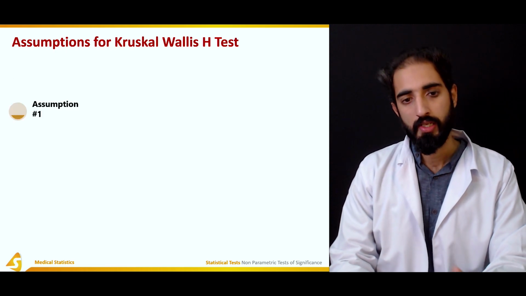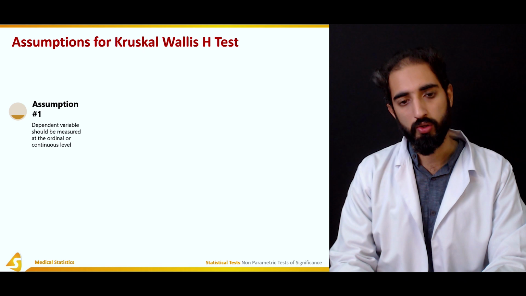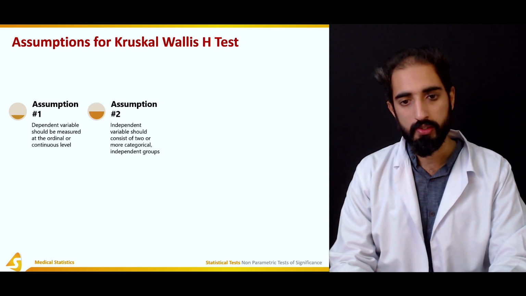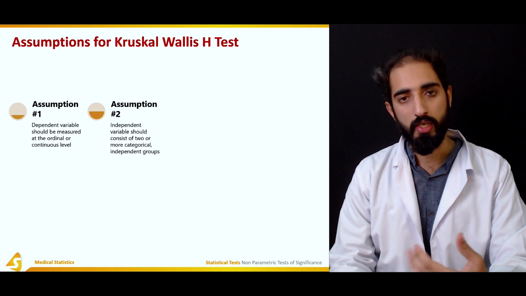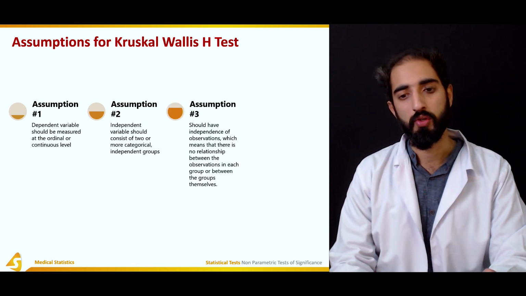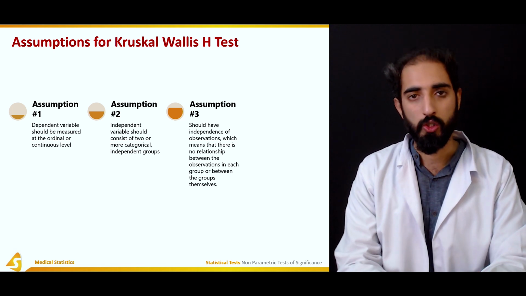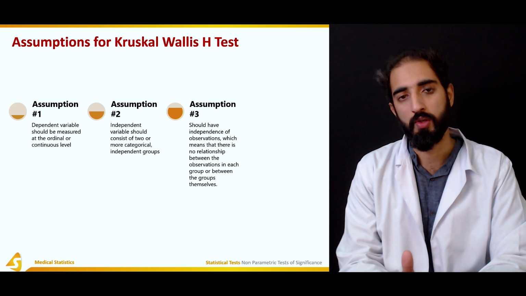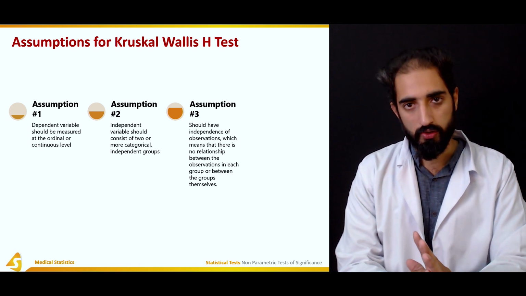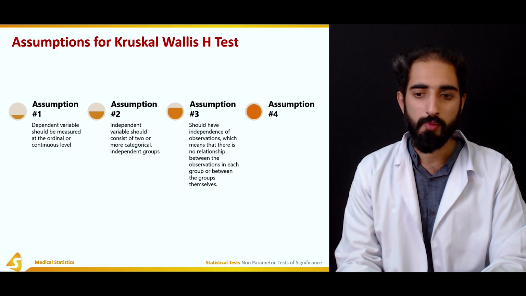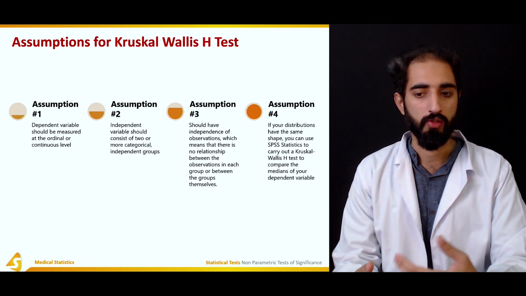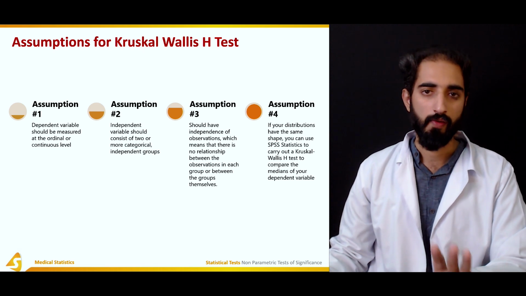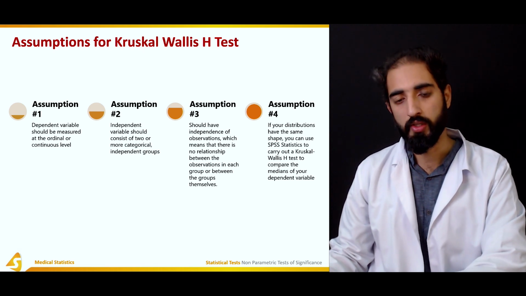So what are the assumptions? Number 1 is that the dependent variable should be measured at ordinal or continuous level. Assumption number 2, the independent variable should consist of 2 or more categorical independent groups. And assumption number 3, it should have independence of observations, just like the Mann-Whitney U. Assumption number 4, your distributions should have the same shape, so you can use SPSS for the Kruskal-Wallis test. So the distribution should have the same shape for all the groups.